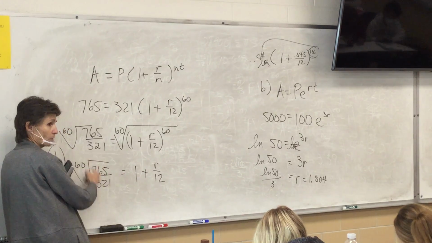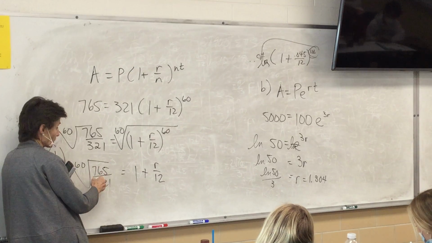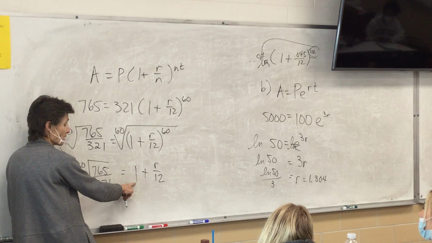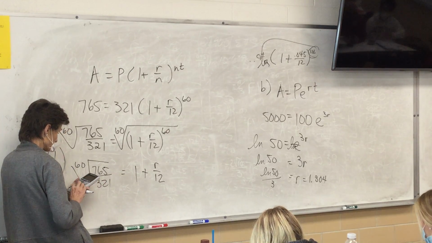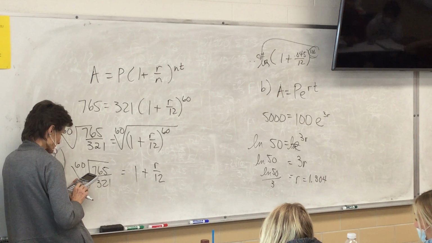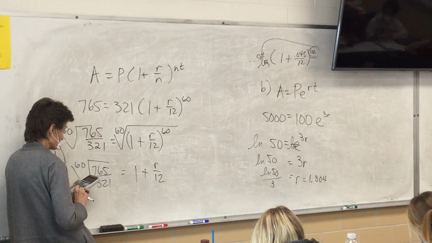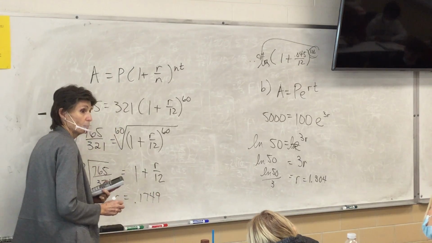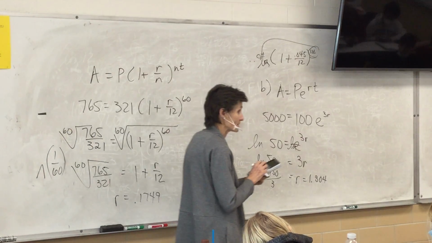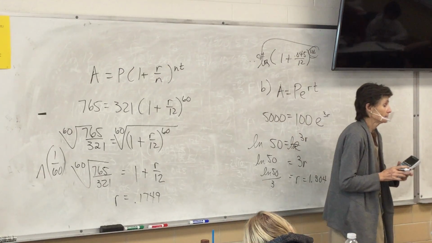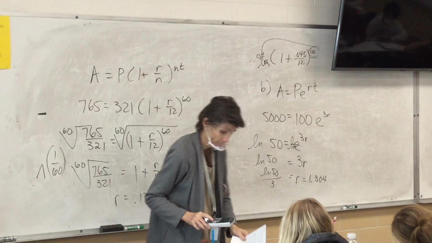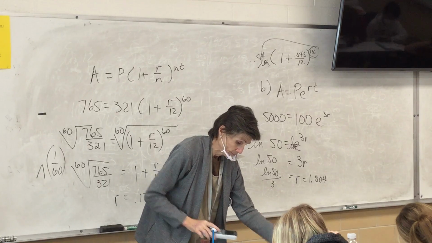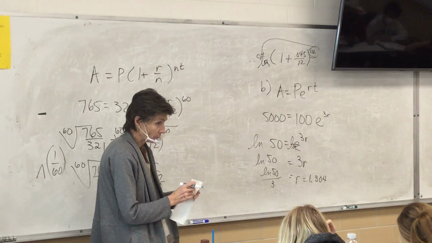So now you have this number sitting on your calculator. What do you need to do to that number to get R by itself? Oh, I think first I would subtract 1. And then times by 12. What interest rate's necessary? 0.1749 or about 17.49%. Good job, Abby.